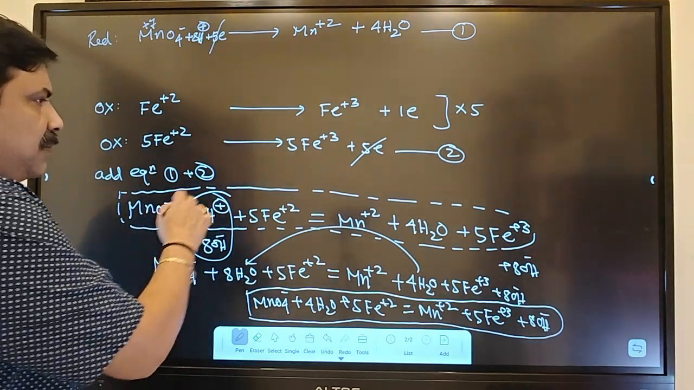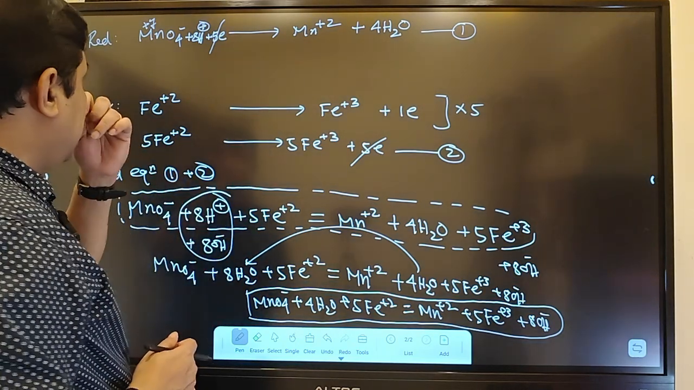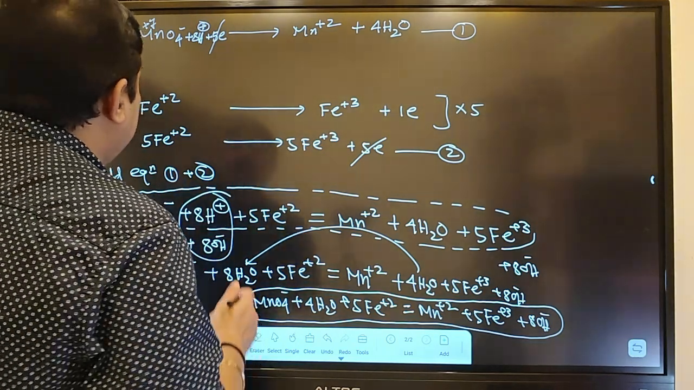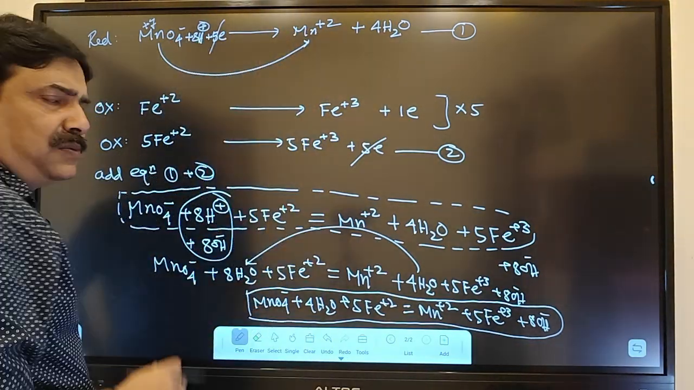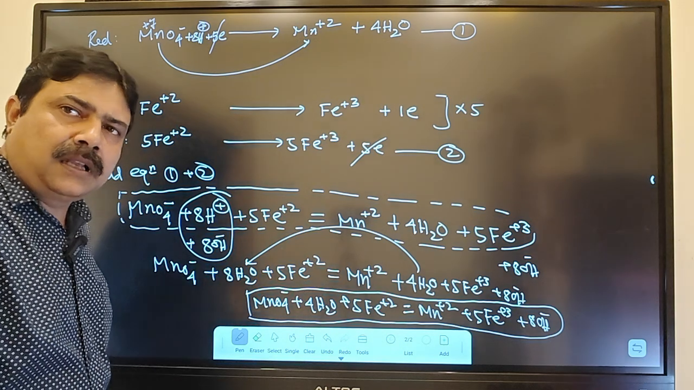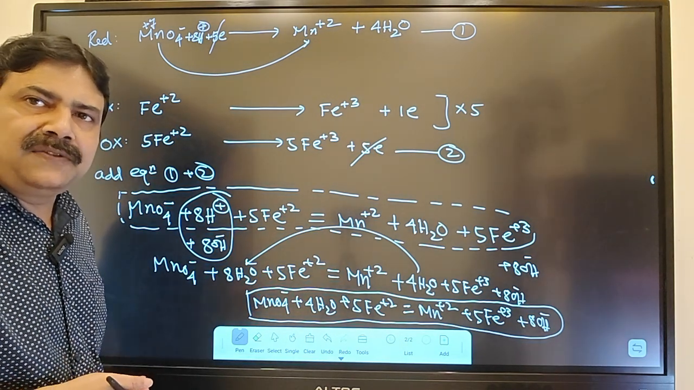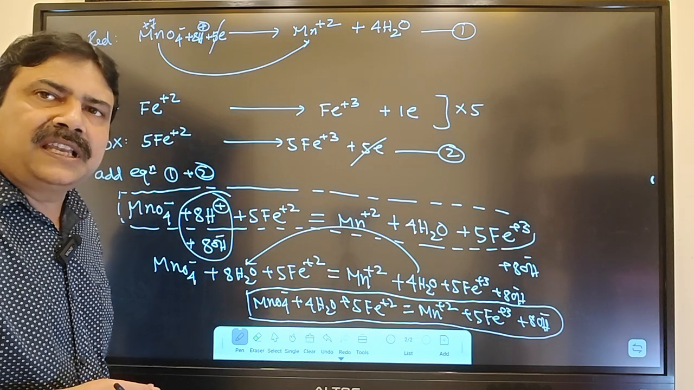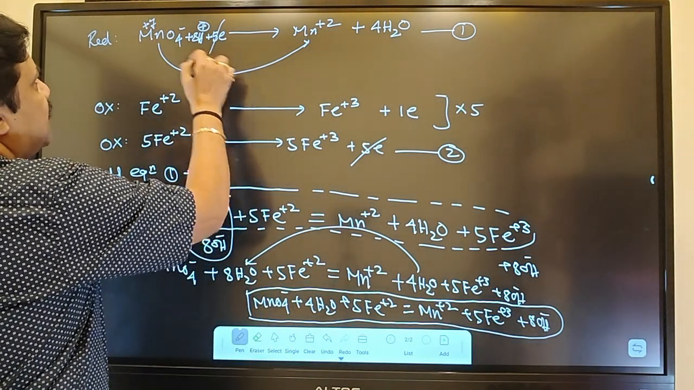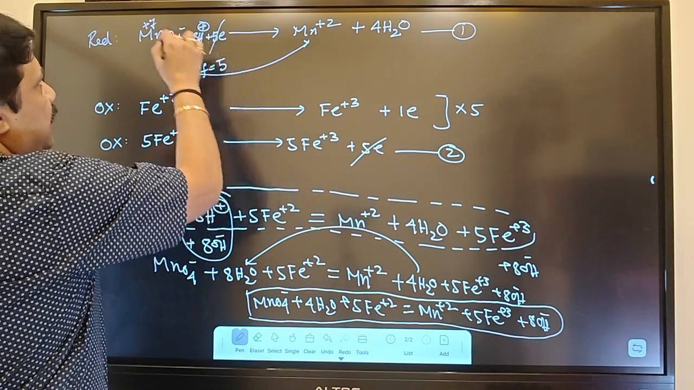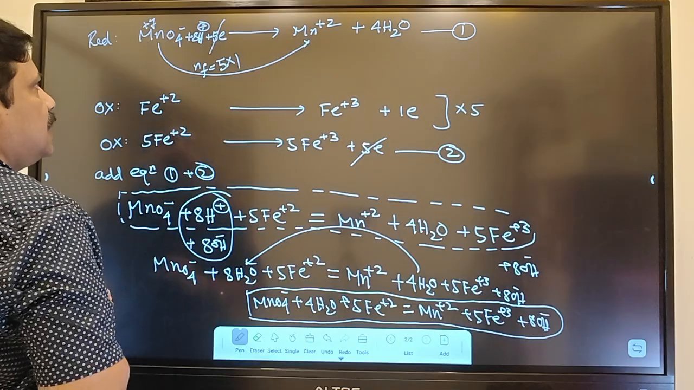So in the oxidation number method, the same thing will come. First you count the N factor for this process. First you separate out the reactions without the spectator ion and write them down. After writing that, you look at the N factor for the reduction reaction and the N factor for the oxidation reaction. Here the N factor equals the change in oxidation state, 5 units, into the number of manganese atoms, 1. So the N factor here is 5.